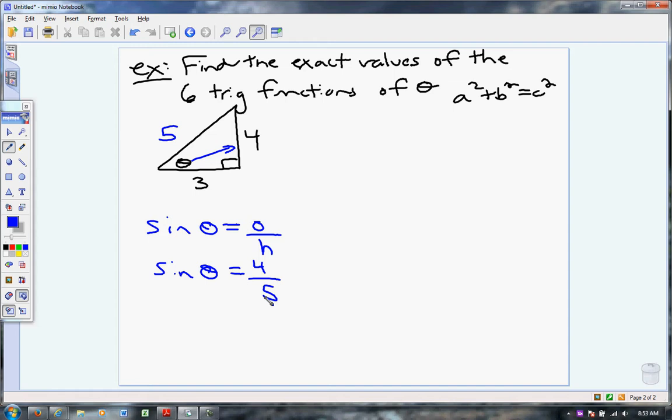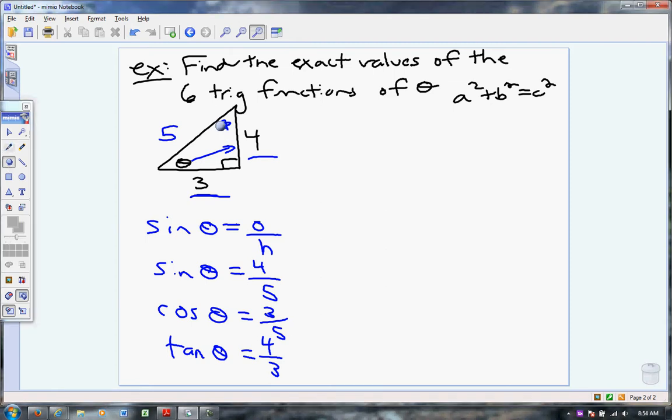So now let's go to cosine of theta. The cosine of theta is equal to the adjacent side to that angle over the hypotenuse. So it's 3/5. The tangent of theta is opposite over adjacent. So it is 4 over 3. Notice it's all in relation to where that angle theta is. If theta would have been up here, those values would have been different.